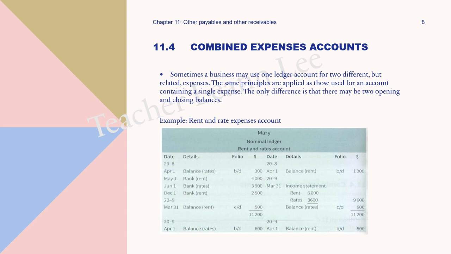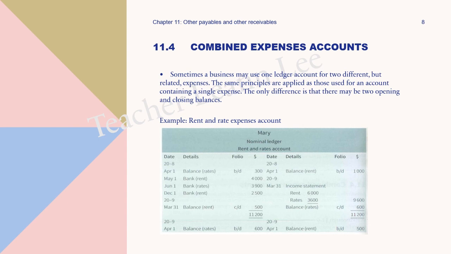Like if I pay rental, as well as I need to include the rates. Rates are the electricity and the water bill. So they put it together. You can see the bracket here. Balance b/d for rent is how much, rent is how much they pay. At the end of the day, in the income statement you also separate them into rent and rate.